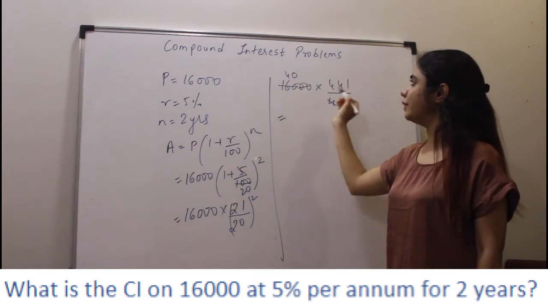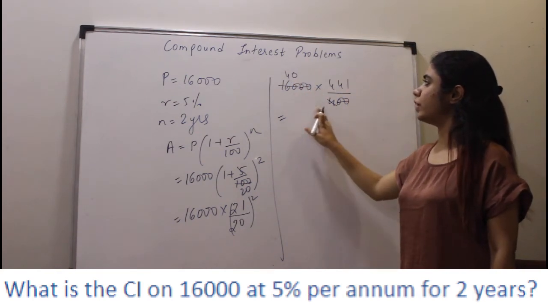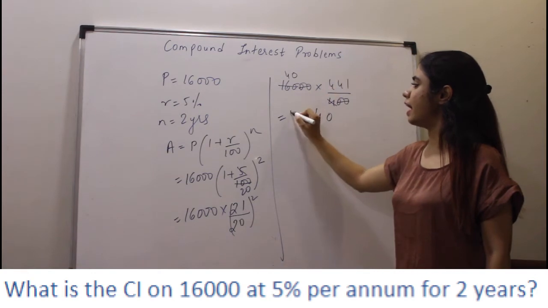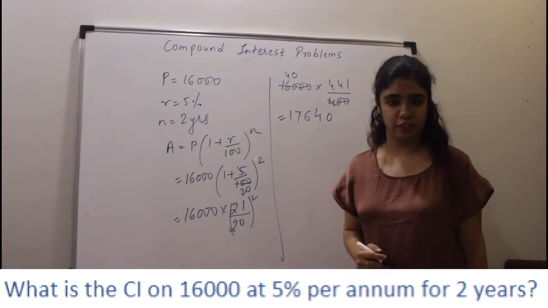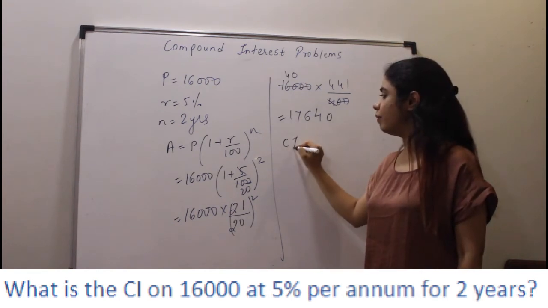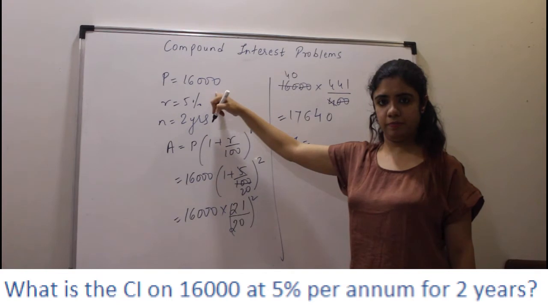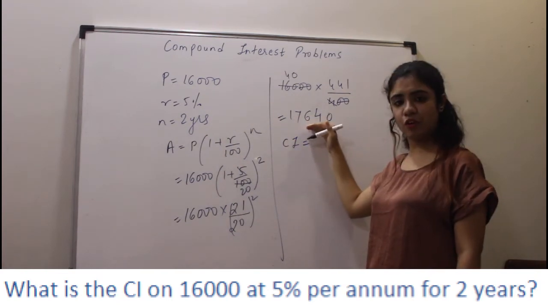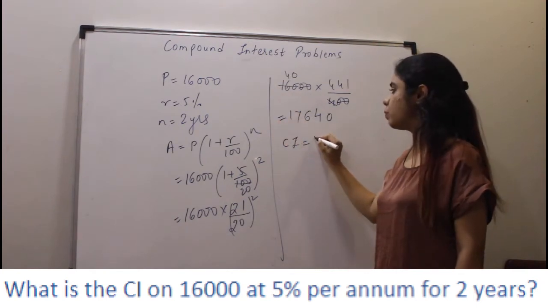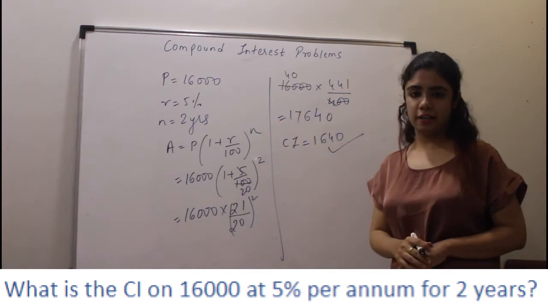So this value will be 40 into 441, that is 17,640. They are asking you what is the compound interest. So your compound interest is your amount minus the principal. So that is 17,640 minus 16,000. So the difference becomes 1640. So that becomes your answer.